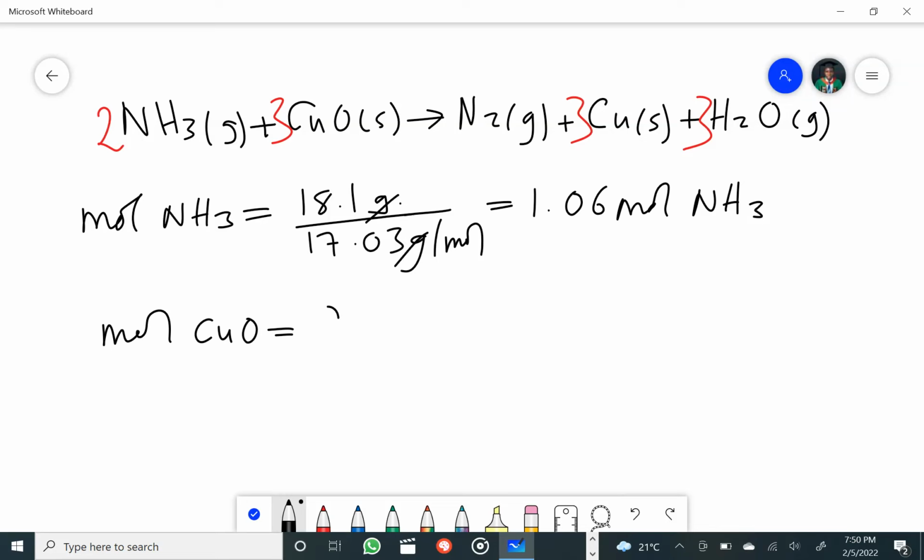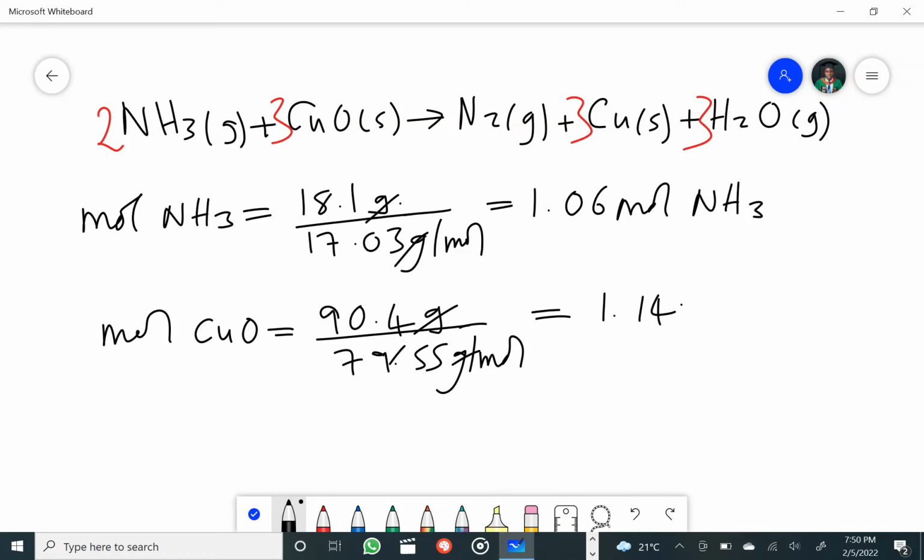We now go for the moles of copper 2 oxide. Again, the mass is 90.4 grams over the molar mass of 79.55. So you see, that's why you can't just tell from the masses and say, oh, this one will be the limiting reactant. Those cancel, and we're going to have 1.14 moles of copper 2 oxide.